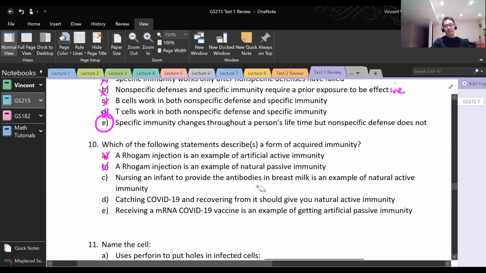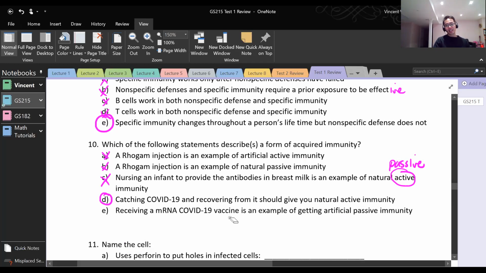Nursing an infant to provide antibodies in breast milk is an example of natural active immunity. Breastfeeding is natural, but the antibody is being passed on from the mother to the child. And as such, this would not be an active form of immunity. The baby did not make the antibody itself. It's just receiving it from the mom, so it's going to be passive. That's the correct answer. Catching COVID-19 and recovering from it should give you natural active immunity. Contraction is natural. You make the antibody yourself and recover from it. That's why it's active immunity. So this is the correct one.